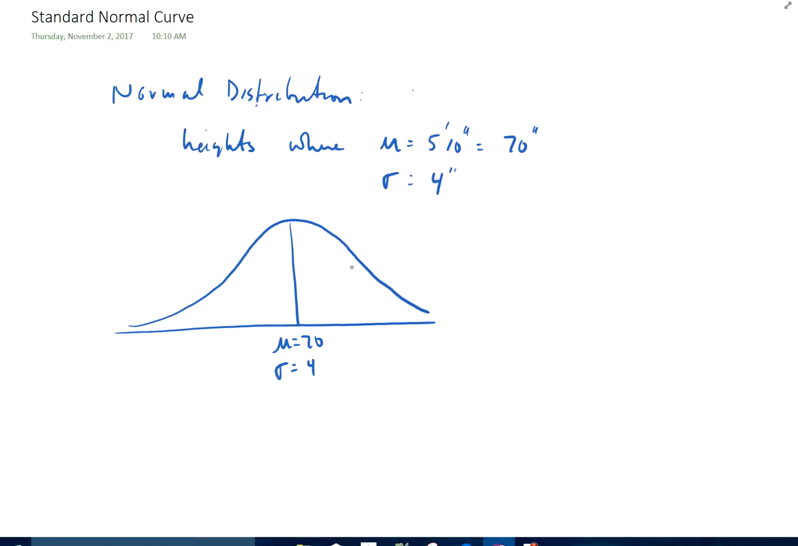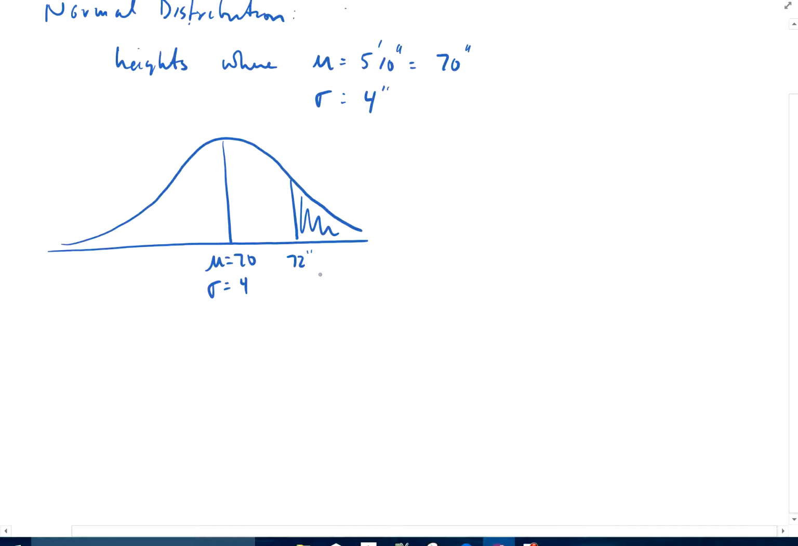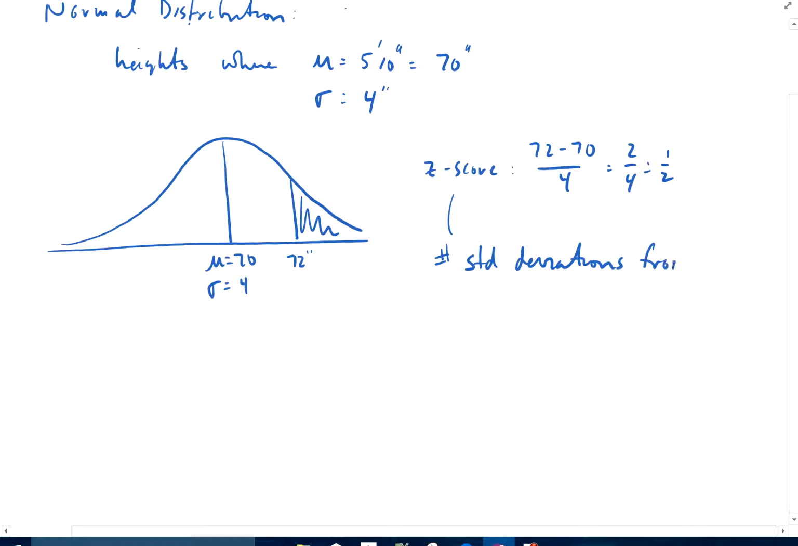And suppose I want to know what percentage of men are greater than 72 inches. So that's over here. Well, in order to do that, you find the z-score, which is 72 minus 70 over 4, which is 2 over 4, which is 1/2. Okay, so remember, the z-score is the distance, or the number of standard deviations from the mean.